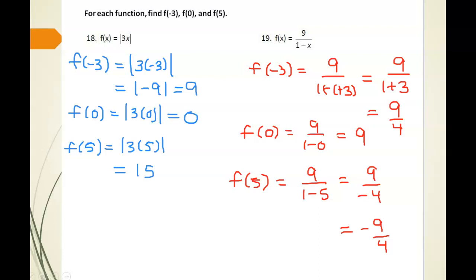I know you don't like to, but leave your answers as fractions.